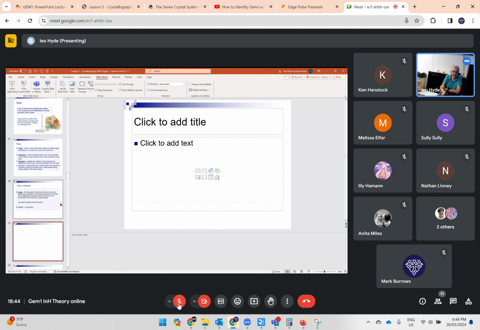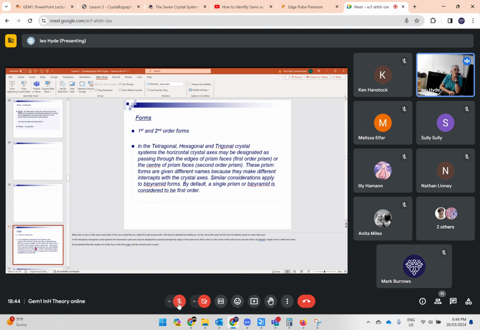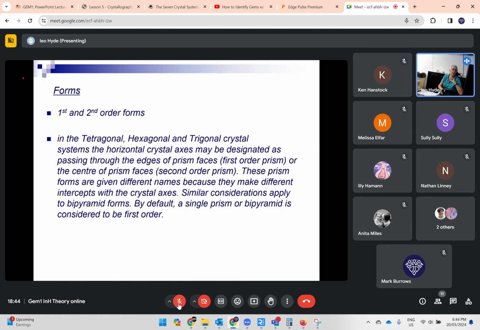Oh, I just did that by accident. I just made that by accident. Did it again. Okay, we talked about the forms. That's better.